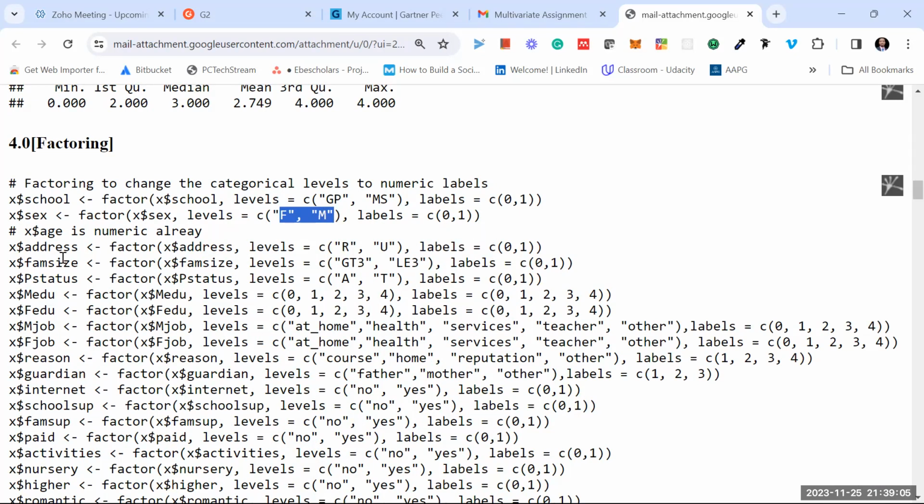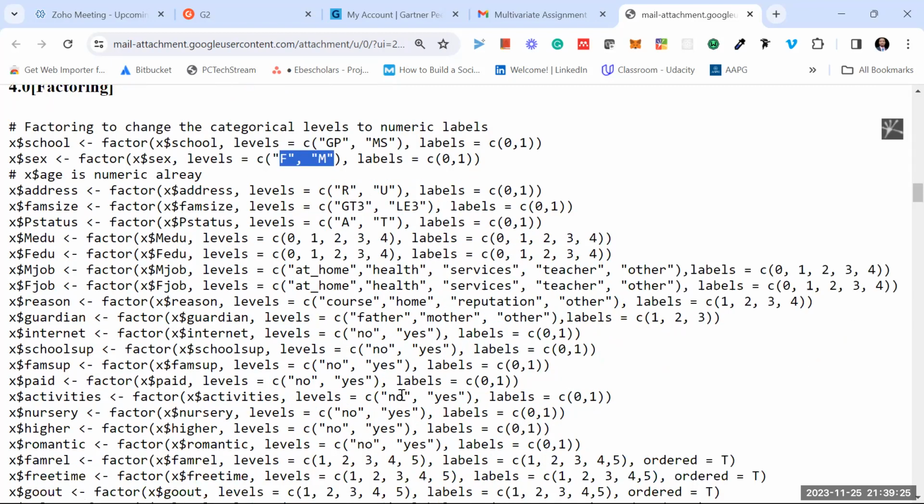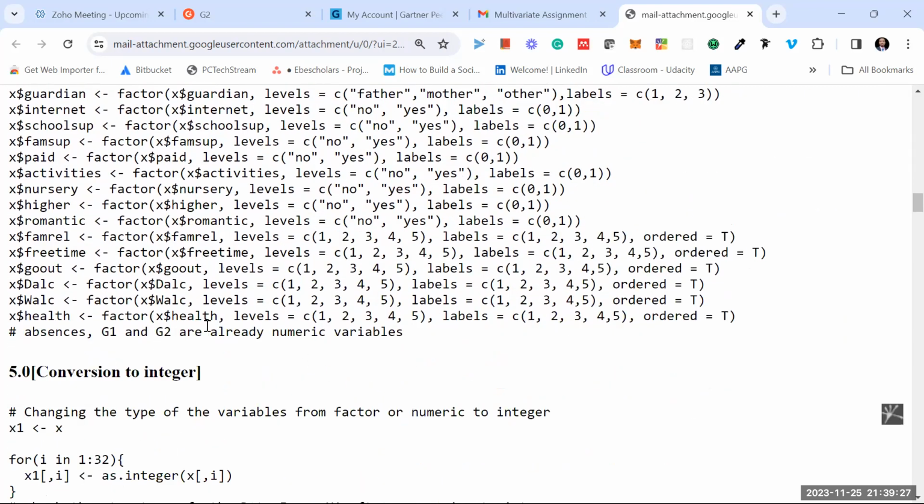All right? The same way we go ahead with the next one, address. There are 2 addresses, R and U. Label them as 0 and 1. For the ones that have more than 2, come to job. Here you have 1, 2, 3, 4, 5. So you assign labels of 0 to 4 to that, and so on and so forth. We're able to assign factors to as many of them as possible, except the numeric ones. The ones that are numeric, we left them as numeric.